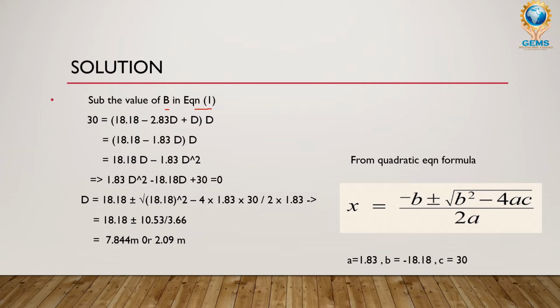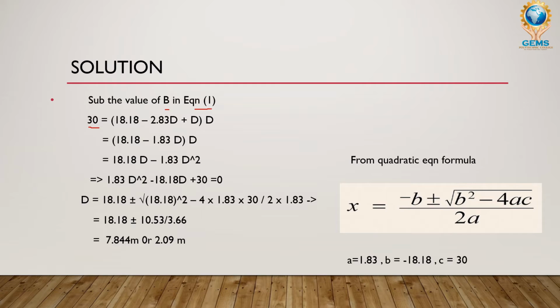Now you are going to substitute the value of b. B, you know, is 30. And the value is 18.8 minus 2.83d into d plus d into d. This b value, which will come on the right side, you are going to multiply inside. Minus 2.83d plus 1d, that is minus 1.83d, and you are going to multiply this d value inside. That is 18.8d minus 1.83d squared, which is equal to 30.